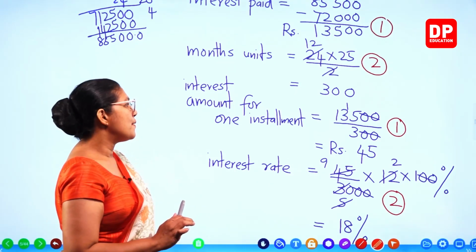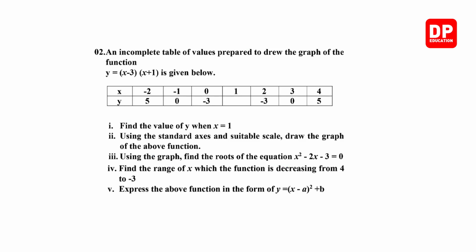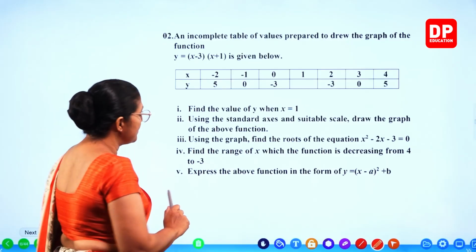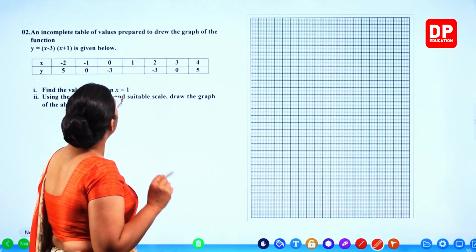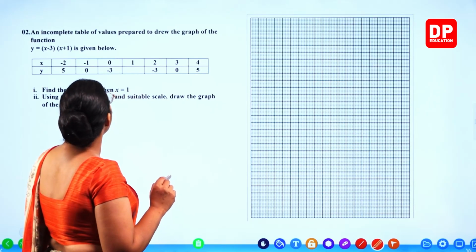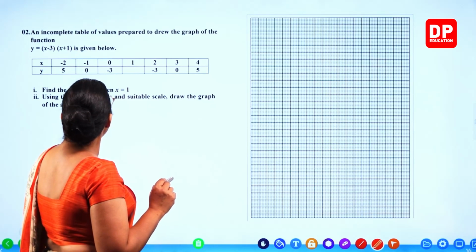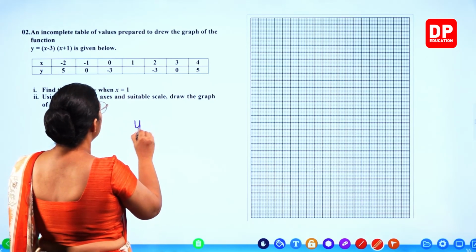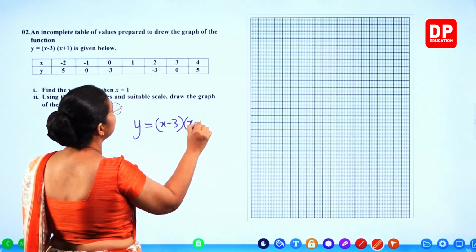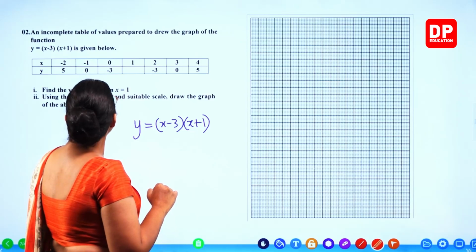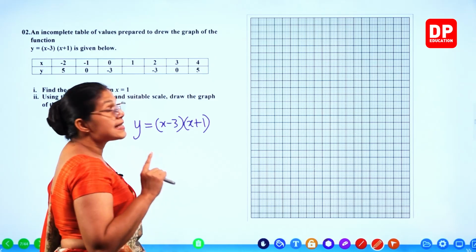Let's do question number 2. Question number 2 is a graph question. So you have to first fill in the blank and then draw the graph and then answer the given questions. An incomplete table of values prepared to draw the graph of the function y equals (x minus 3) into (x plus 1) is given below. Find the value of y when x equals 1.